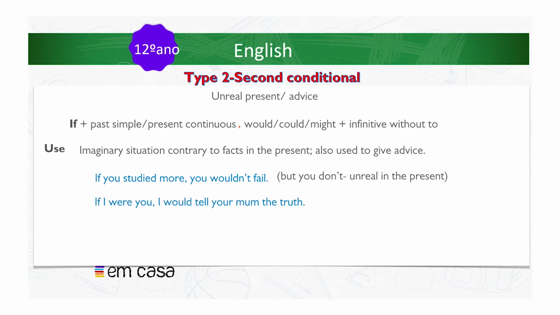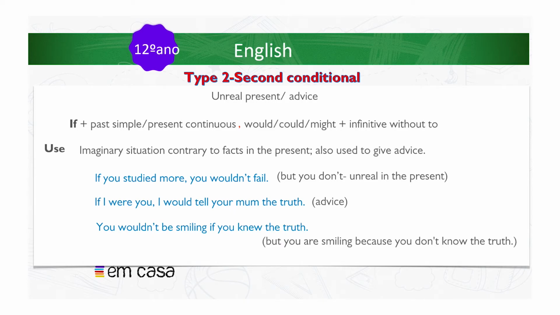If I were you, I would tell your mom the truth. What I'm doing here, I'm giving you advice. Tell your mom the truth. That's the best thing to do. If I were you, that's what I would do. So here is advice. And another thing is, if you knew what's happening, you wouldn't be smiling. So it's only imagination, because the truth is that you are smiling because you don't know what's happening.